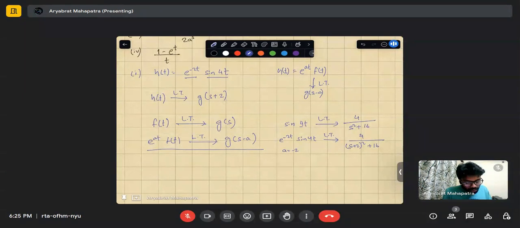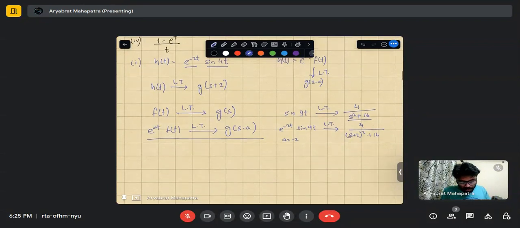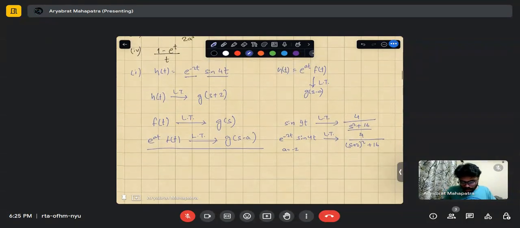So that's why, when it was multiplied with sine 4t, the Laplace transform of the whole thing will be whatever Laplace transform you got just because of sine 4t. In that expression, you have to replace s with s minus a. Earlier you had s squared plus 16. Now, instead of s, you will have s minus a, that is s plus 2. So s plus 2 whole squared plus 16. That will be your final result of this Laplace transform.